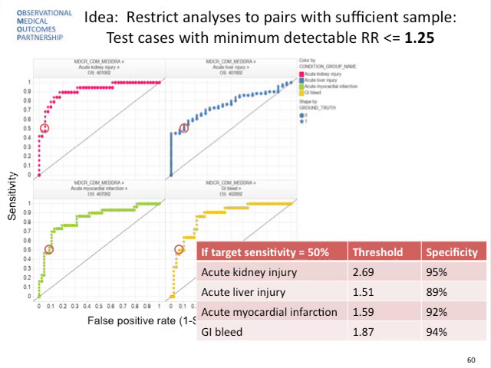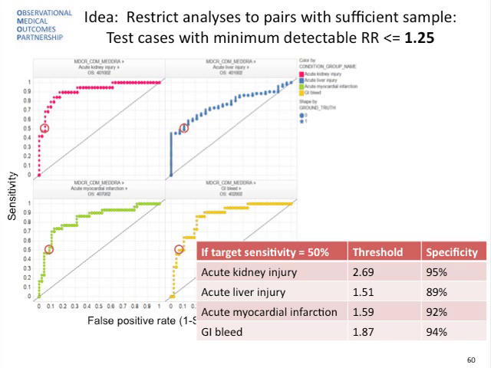Okay, so again, we've applied all of these rules. We've applied partitioning, tailoring, and restriction. And now we can ask the question, what kind of performance do you see if we want a sensitivity of 50%? What you see is we've got pretty different thresholds. For kidney injury, we can say, set your threshold at a relative risk of 2.7, and that will achieve a specificity of 95%. We've now gotten down to only 5% false positives, and yet we can find half of the positive controls that we were looking for.